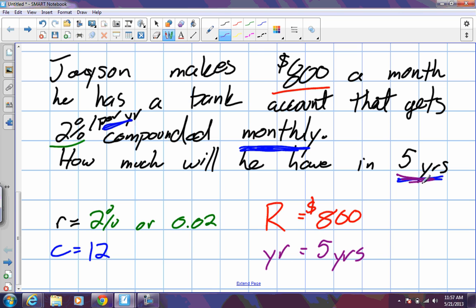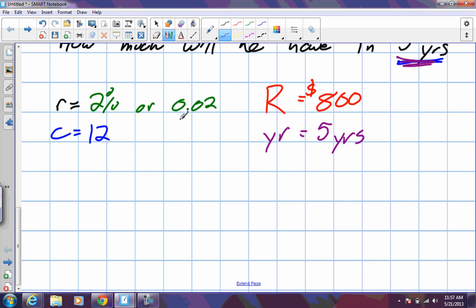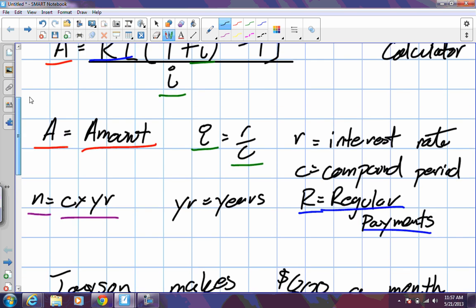So let's get our formula again to calculate the future value. Our future value, which is known as A, the amount, is equal to our regular payments multiplied by 1 plus I, to the N. We don't have an I yet, or an N. Subtract 1. Let me just double check. Yes, it is. Subtract 1.